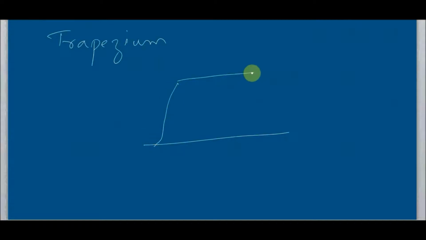Next quadrilateral is the trapezium. What is a trapezium? In a trapezium, two sides of the quadrilateral are parallel. If this pair of sides is parallel, and the two other sides may be equal or unequal, then this is called a trapezium. Okay, is it clear?